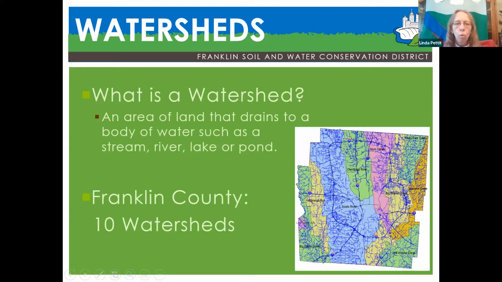So as that water rolls downhill, when it runs off the land, we magically call it runoff. I love it when science words make sense. So that runoff goes into a creek, river, lake, or pond. You'll notice here we have 10 watersheds in Franklin County. We have a lot of rivers and tributaries.